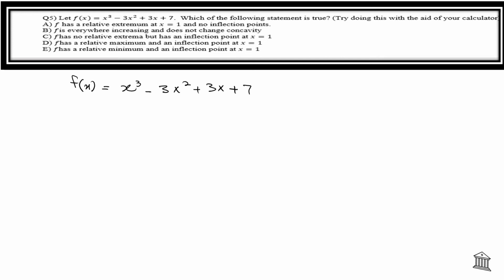Okay, so the first thing is it is very important to take the derivative of the function. So you will have 3x squared minus 6x plus 3.